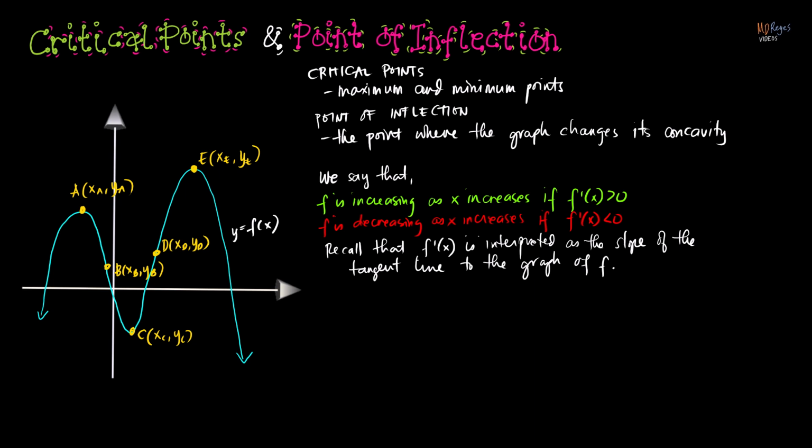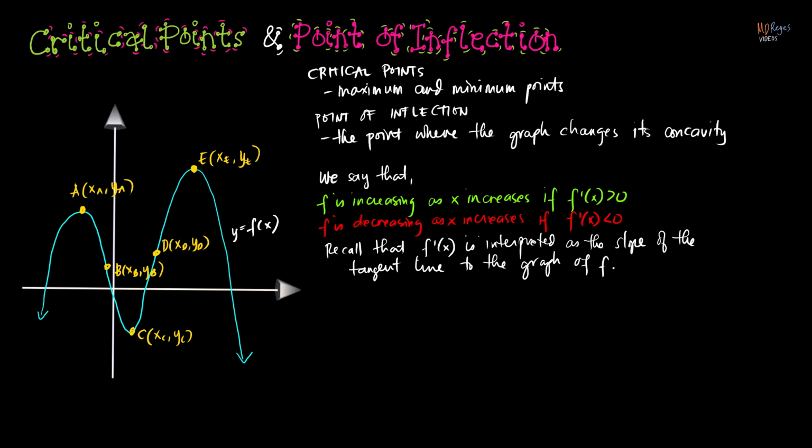Now we recall that the first derivative of a function is interpreted as the slope of the tangent line to the graph of f. So therefore, if f prime of x is greater than 0 or positive, it means to say that the tangent line is inclined to the right. And if the first derivative of f of x is less than 0, or that is, it's a negative number, it means to say that the tangent line is inclined to the left because its slope is a negative number.